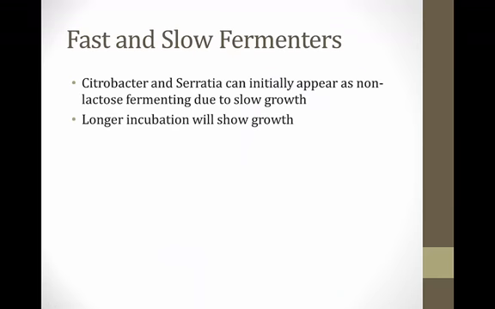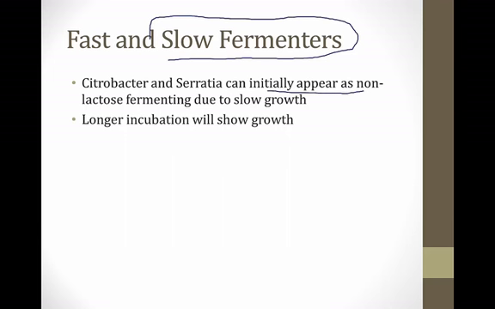Some bacteria are what we call slow lactose fermenters. So Citrobacter and Serratia will initially appear to be non-lactose fermenting due to slow growth. But if you leave them in the incubator for a longer period of time, they will eventually show growth and turn the media pink. So these are called slow lactose fermenters, and that's one way to differentiate them from other faster lactose fermenters.